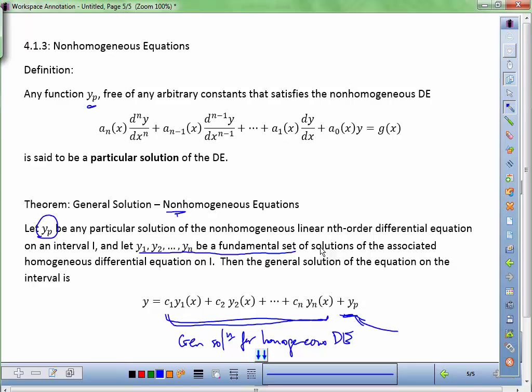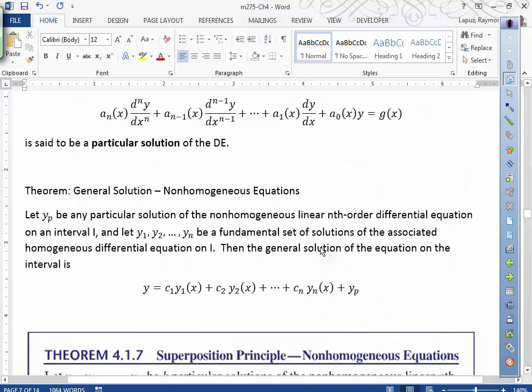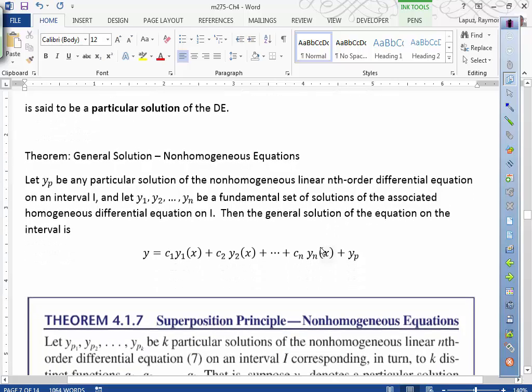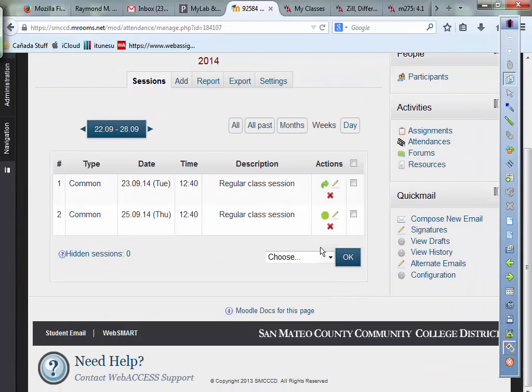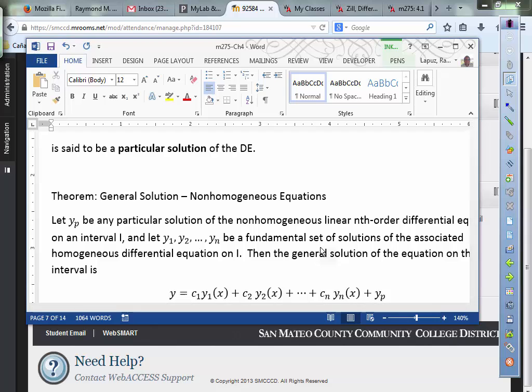Okay. So, what's this? Whoops. Superposition principle.